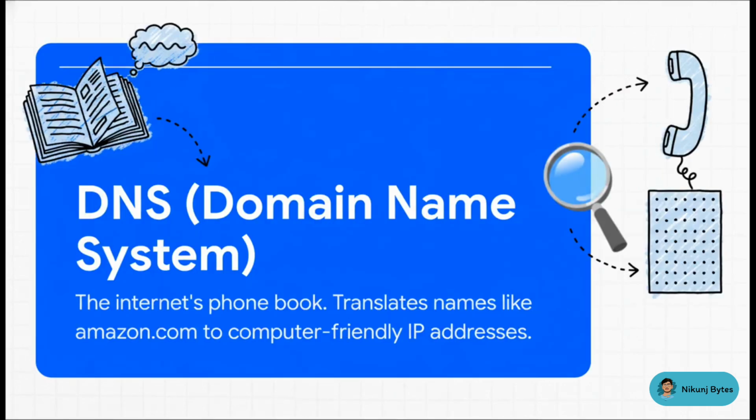And this is where the first real piece of our system comes into play, the DNS. The best way to think of it is as the internet's telephone directory. You don't remember your friend's phone number, right? You just look up their name. DNS does exactly that for websites. It takes the name we can remember, like Amazon.com, and finds the IP address that computers understand.